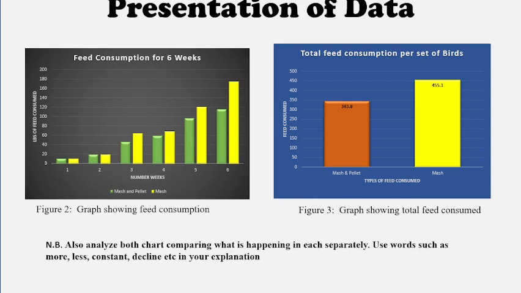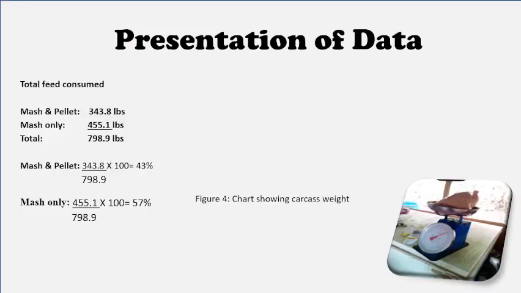And not only that, but you have to analyze the information in the table, explain what the information is saying, and you have to do that separately. Use words such as more or less. So they ate 10 pounds more or 10 pounds less, or the feed consumption was constant for 3 weeks, or it declined. Use those words in your explanation or your analysis of your data.